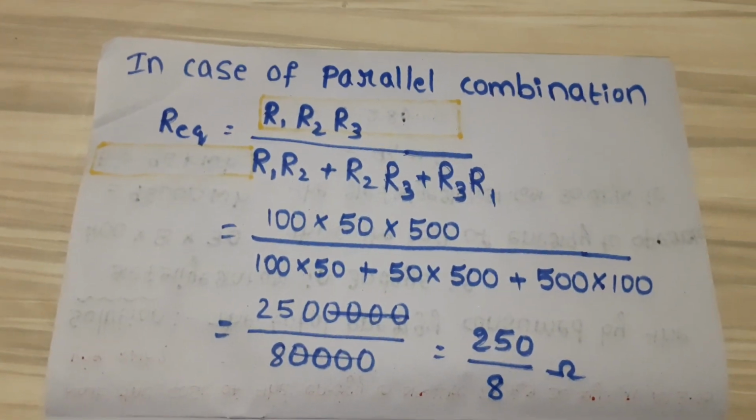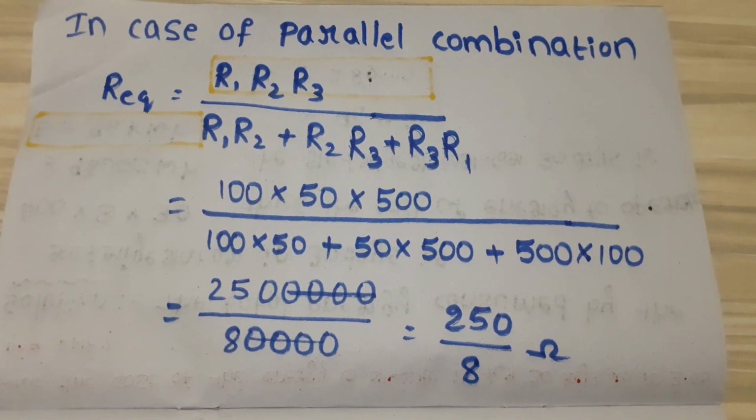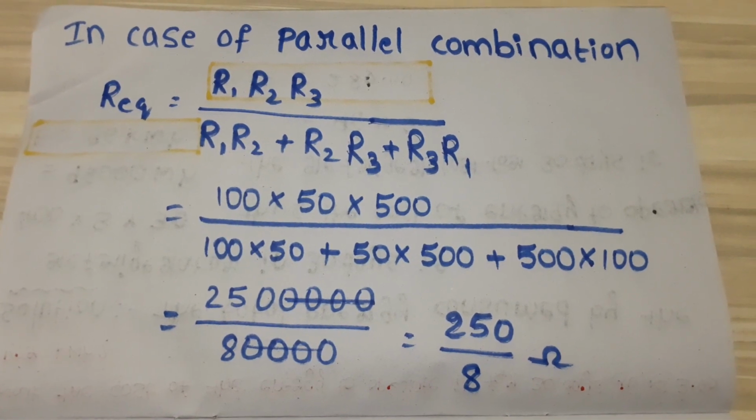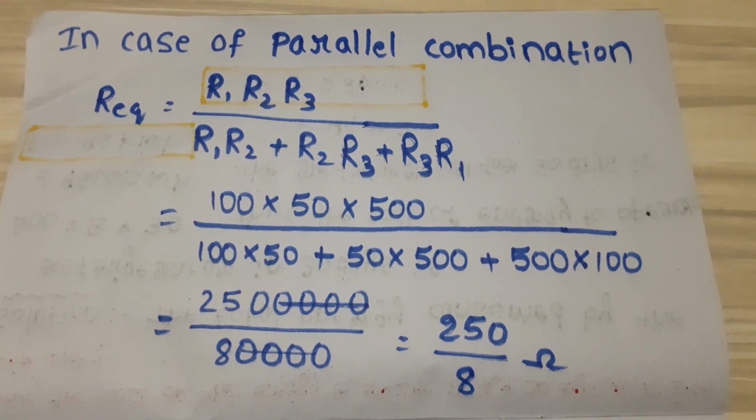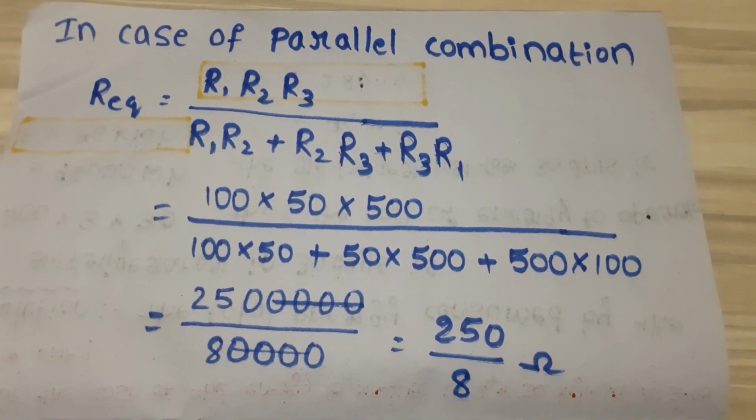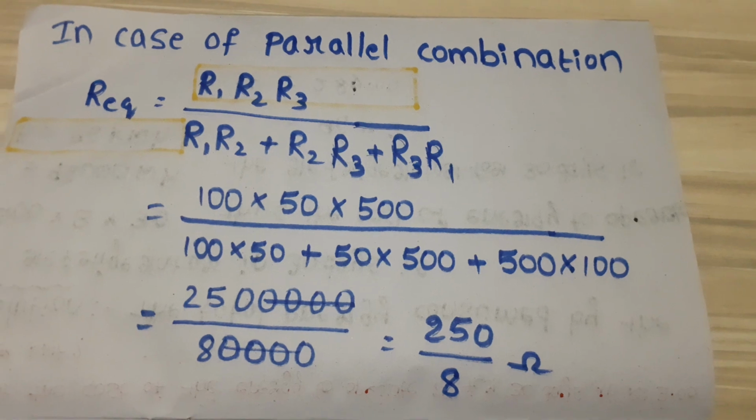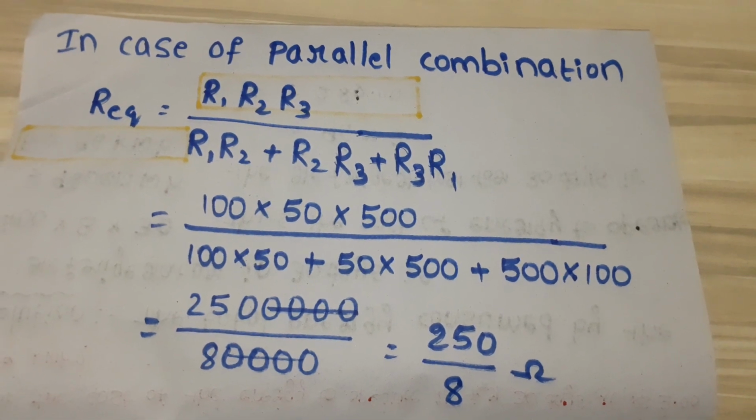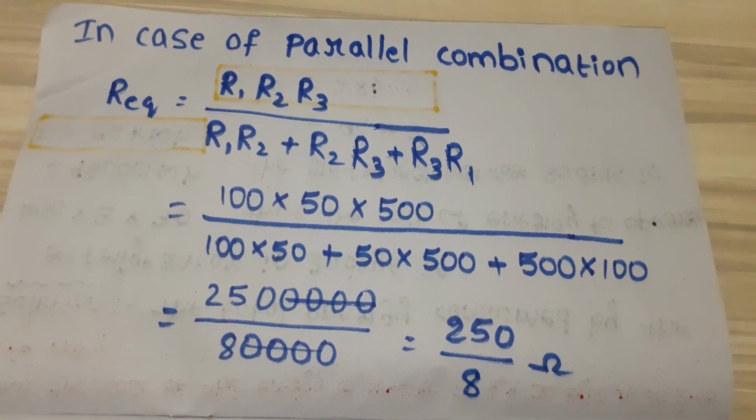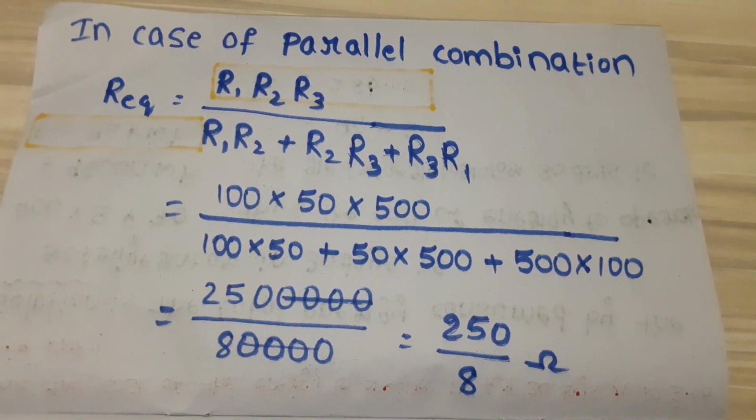So the numerator value is 25 lakhs and the denominator is 80,000. So cancel 4 zeros in numerator and denominator, we will get 250 by 8 ohm. This is the total equivalent resistance of the circuit.